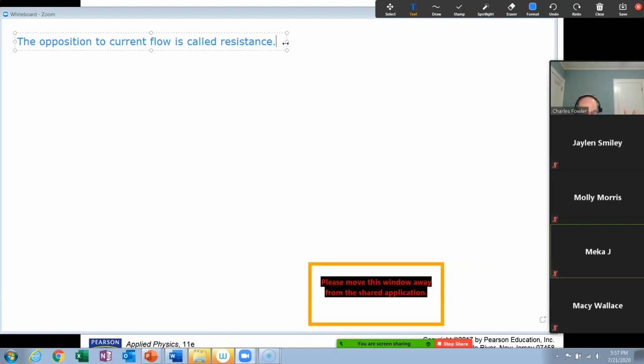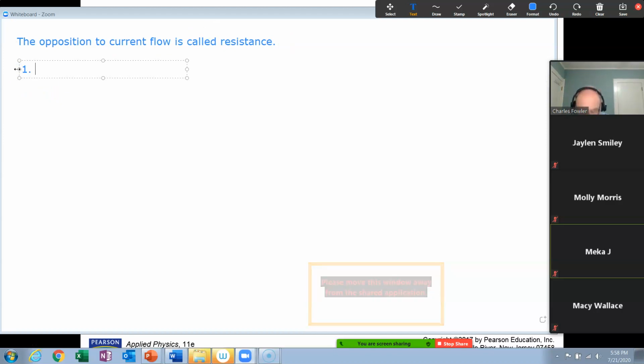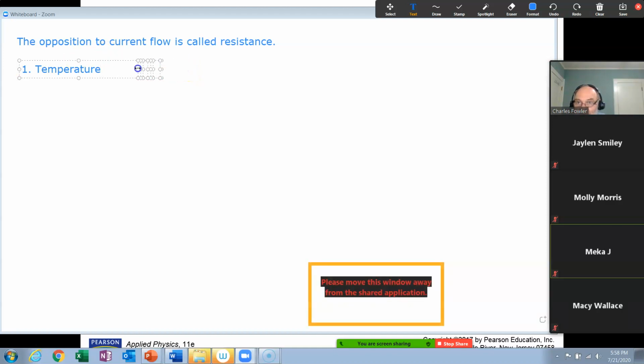Four main factors. Well, there are several factors that determine the resistance of a wire, say, or whatever you've got that's a resistor. Here are the four main ones. First, these are factors: temperature. First is temperature. All right, and here's how it affects. The higher the temperature, the more the resistance.